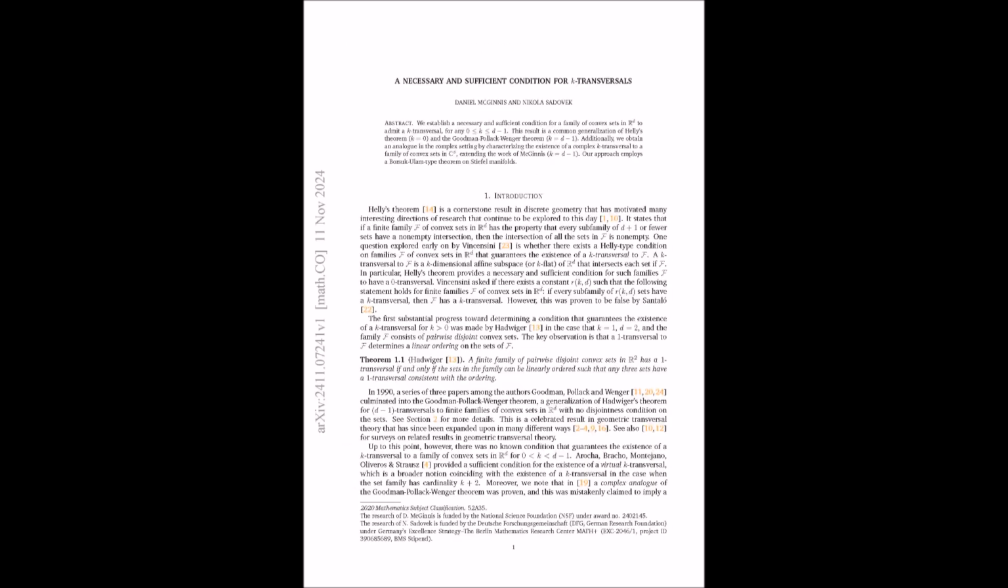Gotcha. And this paper basically gives us a way to know if a family of shapes even has a k-transversal for any k. That's exactly right. Yeah. Okay, cool. So jumping into the paper. Okay. They start off in the introduction. They mention Helly's theorem and the Goodman-Pollack-Wenger theorem. Right. And they say that these are specific cases of k-transversals. Yeah. Could you just elaborate on what that means?